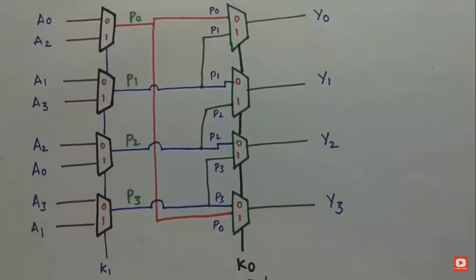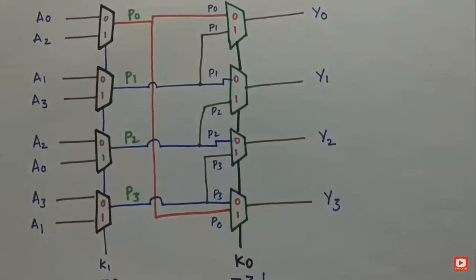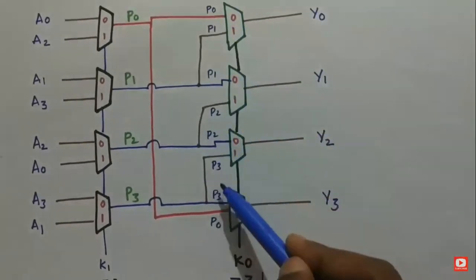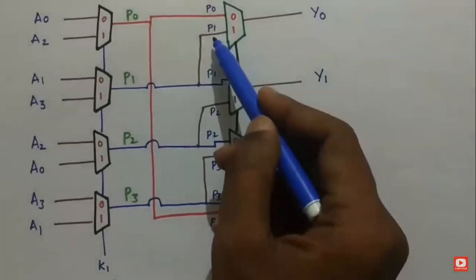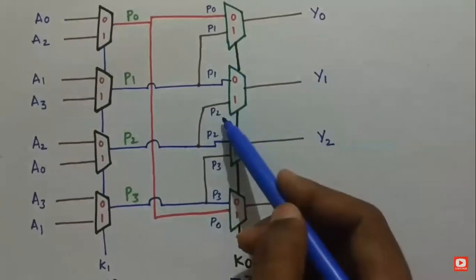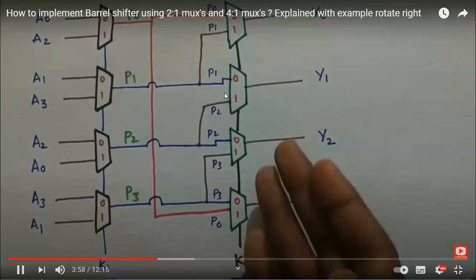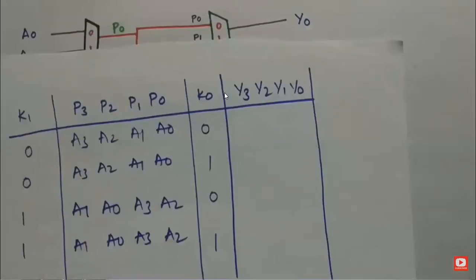So as you can see, this is used to perform rotate right by 2 and this will perform rotate right by 1, because when K0 is 0, P0, P1, P2 and P3 will be transferred to Y0, Y1, Y2 and Y3 respectively. Now when K0 is 1, we are getting Y0 as P1, Y1 as P2, Y2 as P3 and Y3 as P0. Okay, so this is used to perform rotate right by 1. So now let us see the truth table, what's happening when K0 is 0 and K0 is 1.